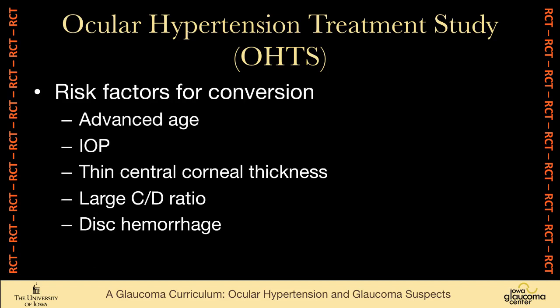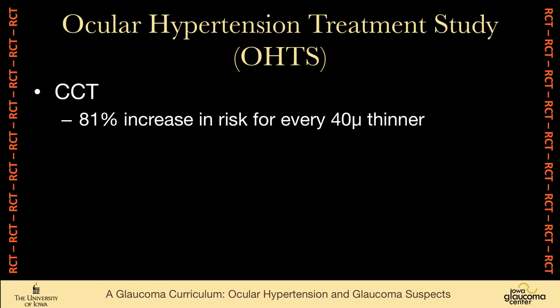The things that put people at risk for conversion were being older, the height of the intraocular pressure, having a thin central corneal thickness, having a large cup-to-disc ratio, or a disc hemorrhage. And while corneal thickness has been talked about for years, dating back to Goldmann when he invented the tonometer, it's really the OHTS study that cemented in our clinical practice the importance of the central corneal thickness.